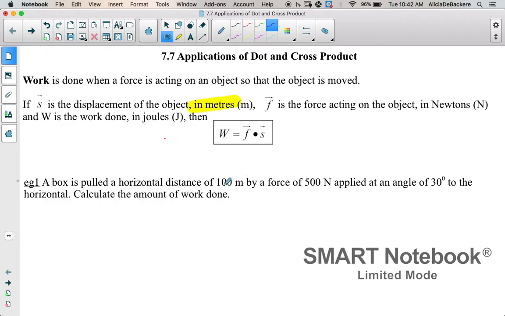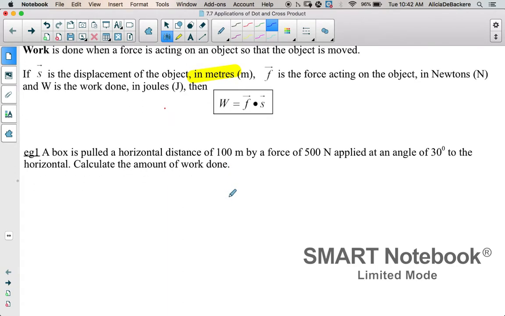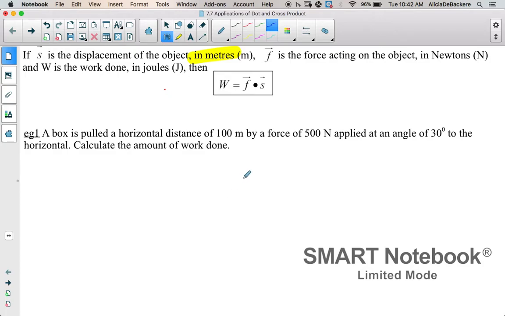Our first example here, we've got a box being pulled a horizontal distance of 100 meters by a force of 500 newtons applied at an angle of 30 degrees to the horizontal. And we're going to calculate the amount of work done. So I'll draw a bit of a picture here for you. We've got the displacement of the box. The box is being displaced a distance of 100 meters.